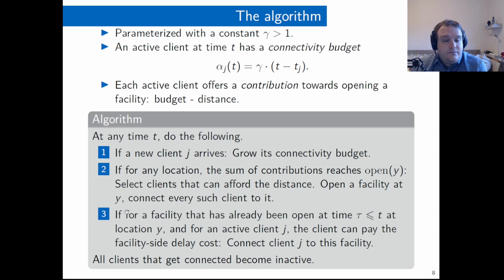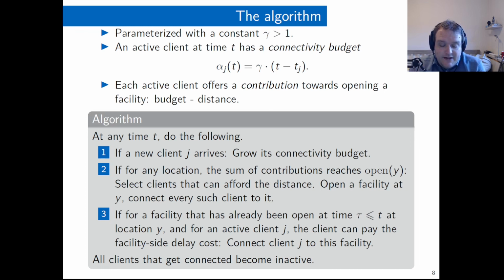So this deactivates them and we don't grow their budgets anymore, of course. And there's also the possibility of our two-sided delay. So we could connect to a facility open at a previous time, right? If a facility has already been open at time tau, some earlier time, and for an active client, this client can now pay the facility-side delay cost with its growing budget. We connect this client to the facility at time tau, and it pays the connection cost as well as the facility-side delay, right? And once any client is connected this way, they become inactive and the ball is not growing anymore, right? So that is the ball-growing algorithm.